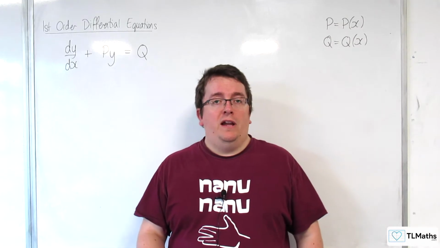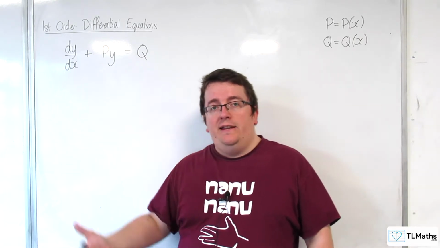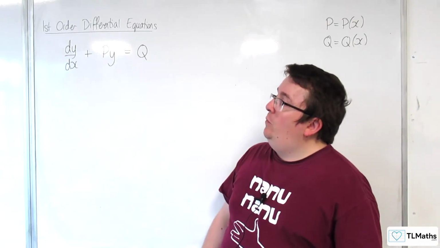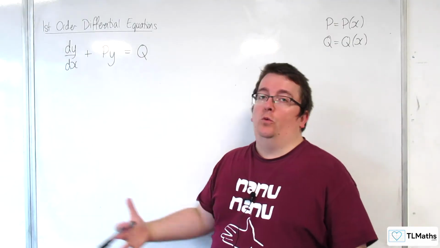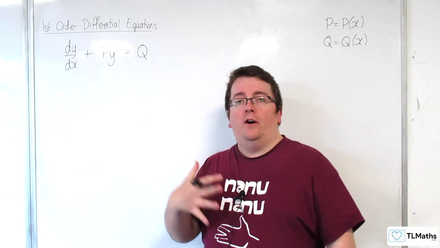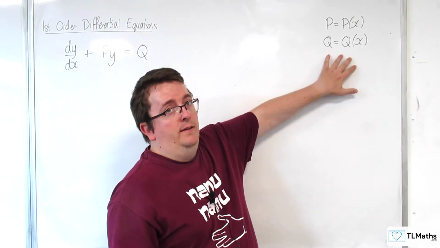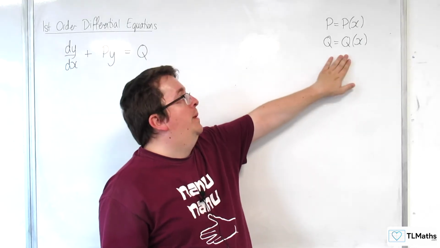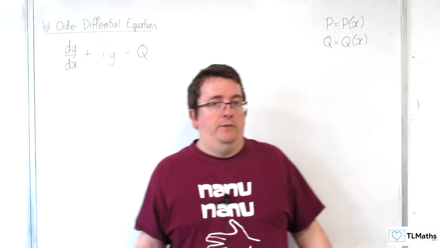So what we've been building up to is being able to solve a linear first order differential equation of the form dy by dx plus p times y is equal to q, where p and q are functions of x. So I've just abbreviated it so that I don't have to keep on writing p of x and q of x. Okay, so p and q instead. They're not constants, they are functions of x.